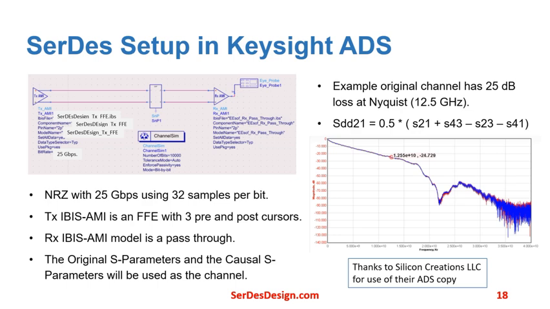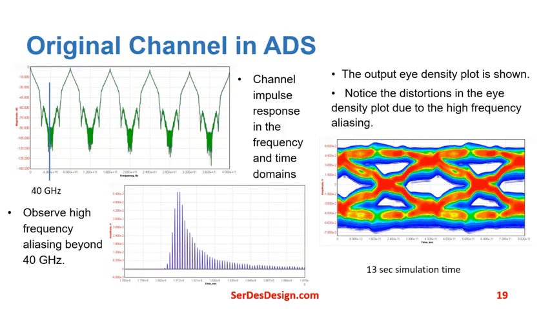The source is NRZ with 25 gigabits per second using 32 samples per bit. Bit-by-bit mode is used with 10,000 analysis bits using a PRBS register length of 13. The TX-AMI is an FFE equalizer with 3 precursors and 3 postcursors. The RX-AMI portion is an ideal pass-through. The TX and RX IBIS buffers have 50 ohm source and load resistance per differential pin.